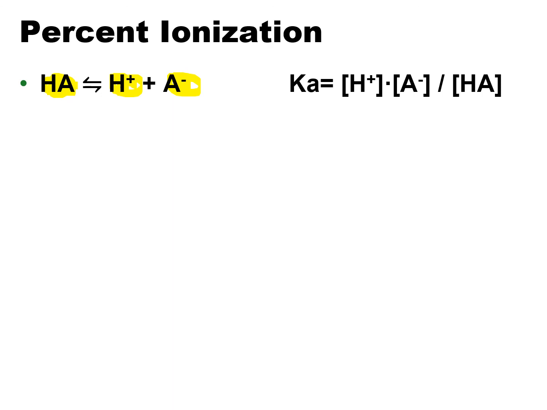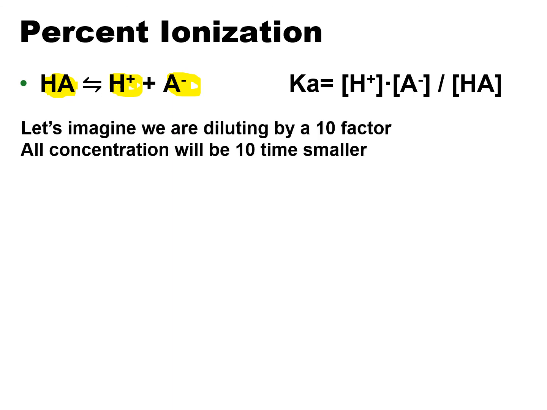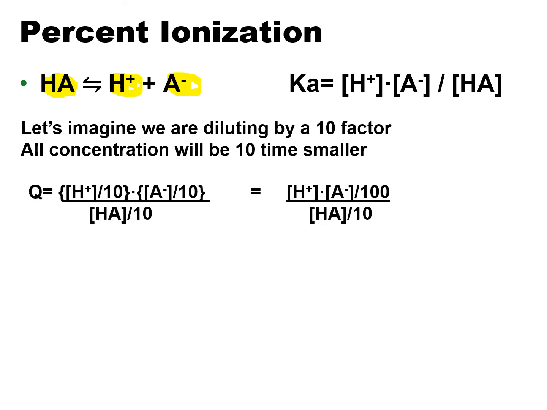Or you can have a mathematical approach to it. So let's imagine we are diluting by a factor of 10. That means that all the concentrations are going to be 10 times smaller, right?